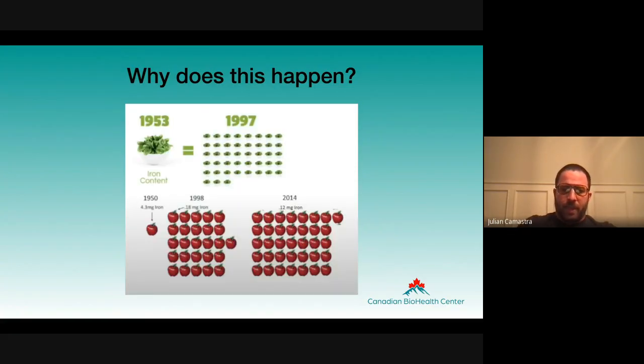Spinach, for example, used to have more iron in it compared to today. You'd have to eat this many bowls of spinach to get the same amount of iron that you would have gotten from 1953. And then an apple, for example, same thing. We're just using one mineral here, iron. You would have to eat all these apples to get the same amount of iron as you would have gotten from one apple in 1950. So it's something to be aware of.